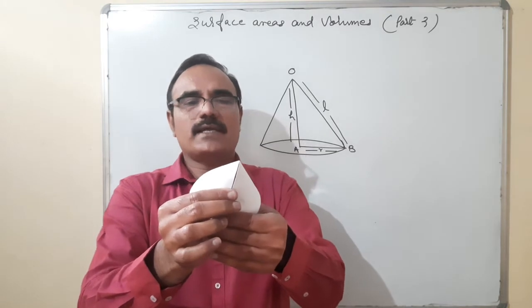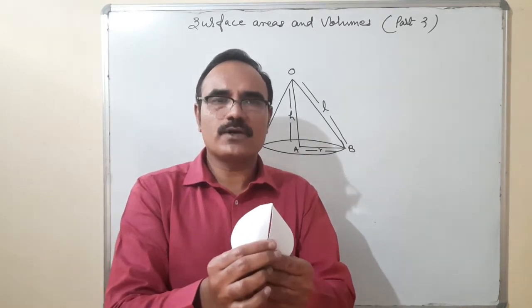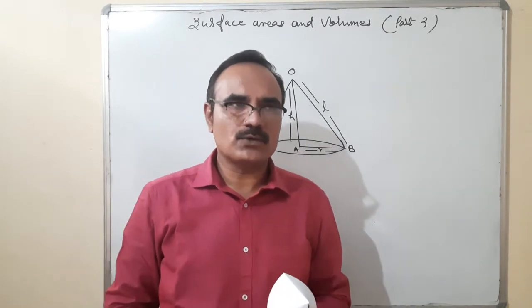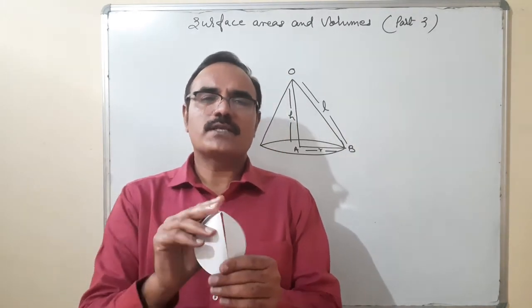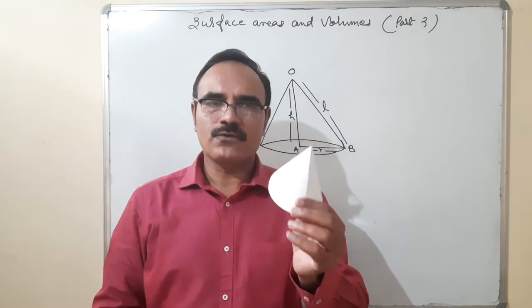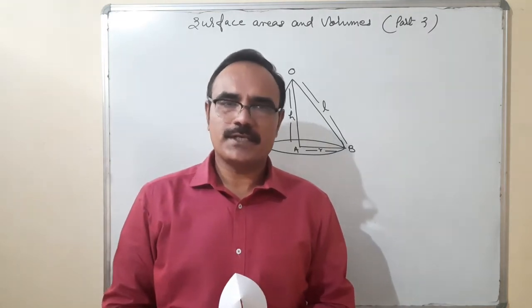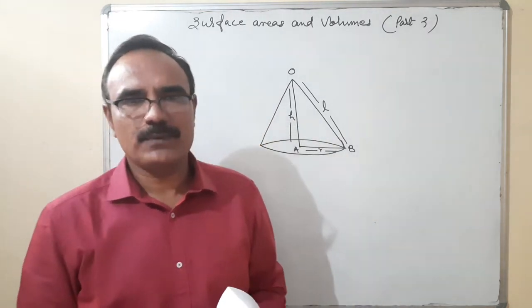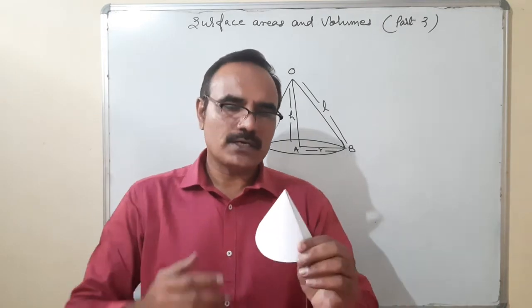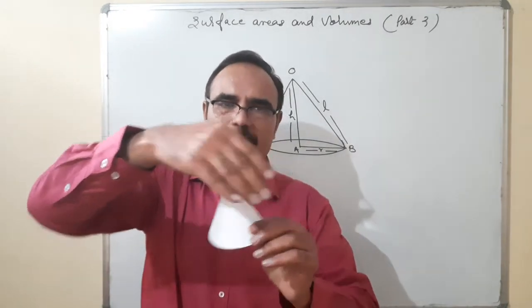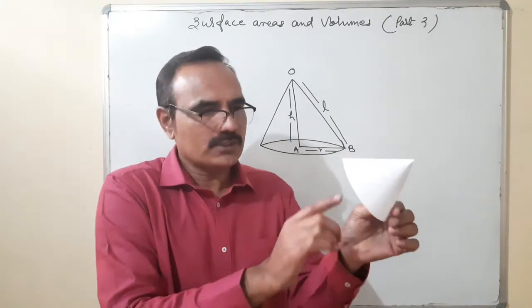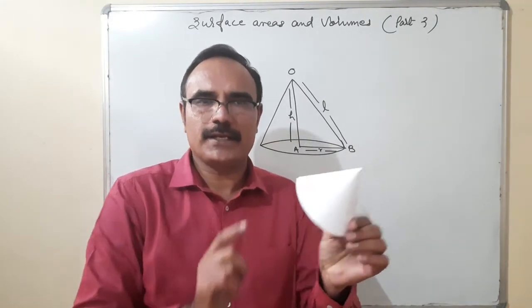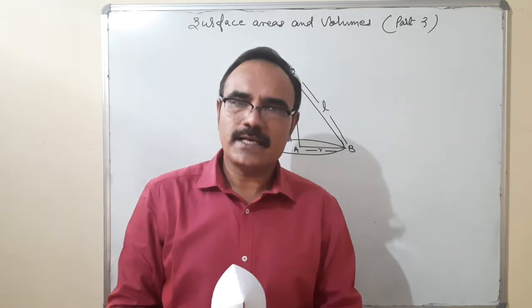In this cone, like in a cylinder, we have two formulae: curved surface area of cylinder and total surface area of cylinder. Here also we have to find the two: CSA, curved surface area of cone, and total surface area of cone. What is the difference between curved surface and total surface? Curved surface means we are talking about this radial surface, and total surface means the bottom portion, the circle, will also be included. So CSA and TSA.